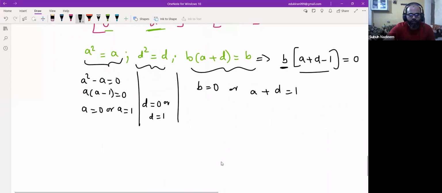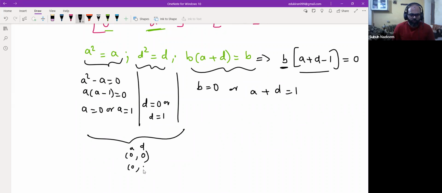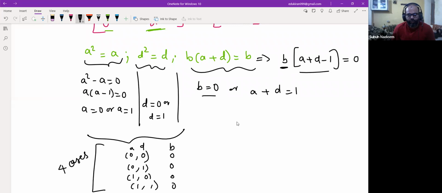Now all of these are to be true. So what are the possibilities here? If we take these two possibilities, A could be 0 and D could be 0. The A, D values could be 0 1, 1 0 or 1 1, like this. Now what are the values of B? So B is 0. If we take B as 0 in all these cases, so 4 cases are coming. 4 cases here. Now can we get similar cases in the other one also?